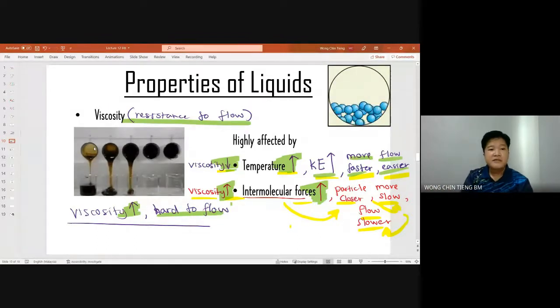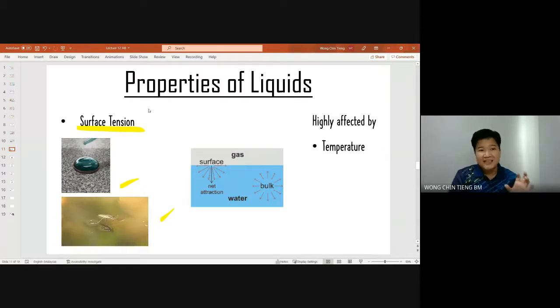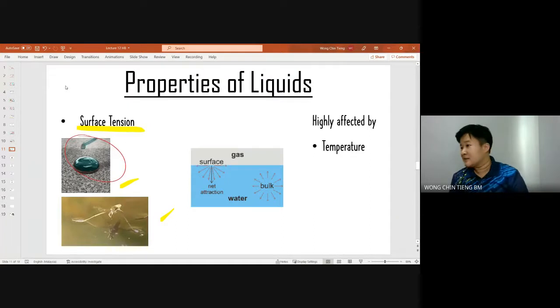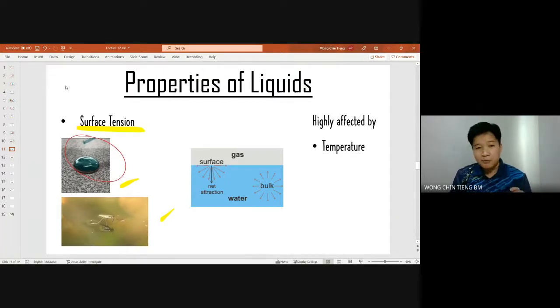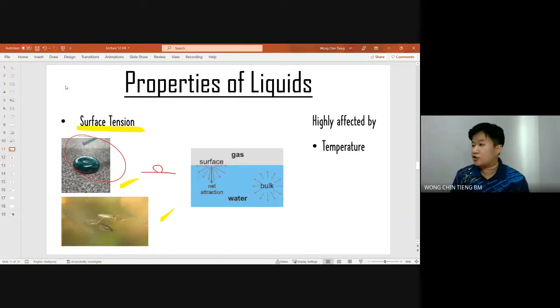Next. Property of liquid yang satu lagi, surface tension. Alright, I believe you play this before. Kamu akan nampak your insects pernah duduk atas air. Saya tak tahu kamu biasa buat tak dulu. Saya biasa buat benda ni. Alright. Kenapa air kamu boleh ada satu droplet atas satu permukaan? Why your water can form a droplet? That is the question. Surface tension.